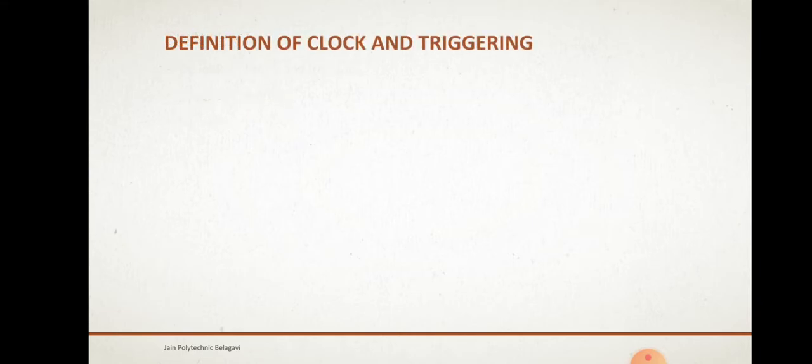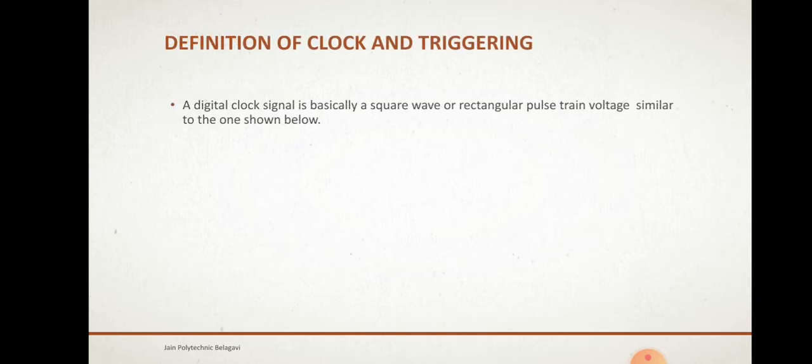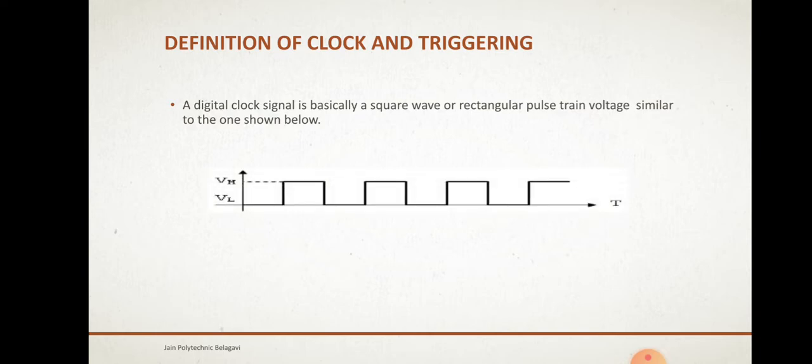So see here, what is clock? Clock is a digital pulse signal. It is basically a square waveform or a rectangular pulse train voltage, similar to the one shown below. You can observe here, there will be pulses 1 and 0, 1, 0, like that. That is the clock pulse you are going to provide. A clock signal has only two levels, one is 0, another one is high.